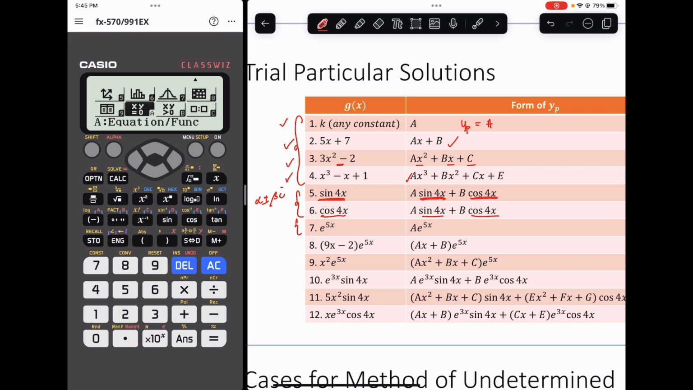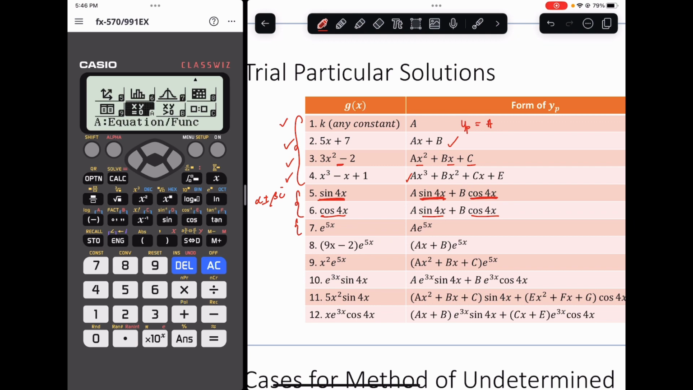And then lastly, for number 7, we have the exponential function e raised to 5x. In this case, we just multiply our coefficient, which is just 8. For numbers 8 to 12, this is a combination, or a product, of functions. For number 8, it's a product between an algebraic function and an exponential function.